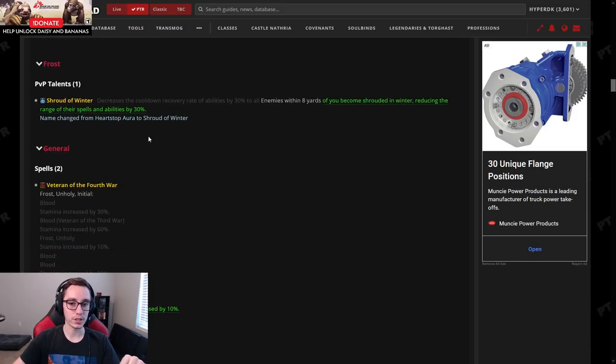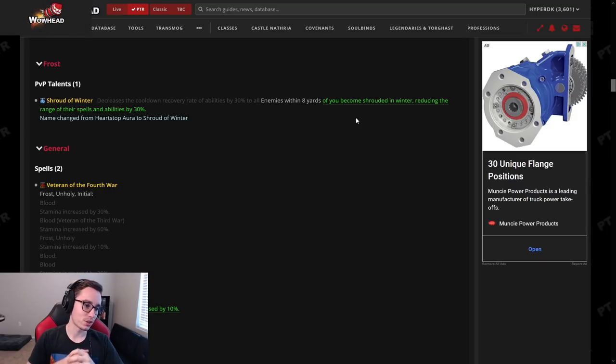Then moving on to Frost, this is where our only PvP talent change comes from. The previous Heartstop Aura got changed to Shroud of Winter. So now instead of decreasing the cooldown recovery rate of abilities, enemies within 8 yards of you become shrouded in winter, reducing the range of their spells and abilities by 30%. So if you're standing next to a mage and he's trying to cast polymorph, the range of that polymorph is going to be 30% lower.